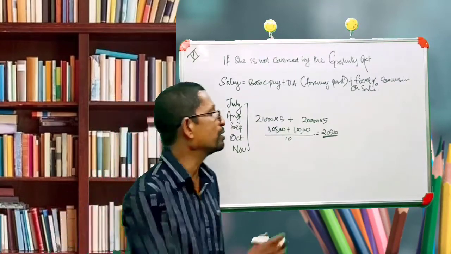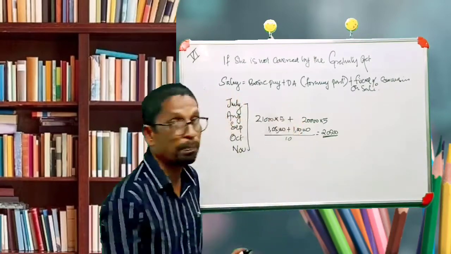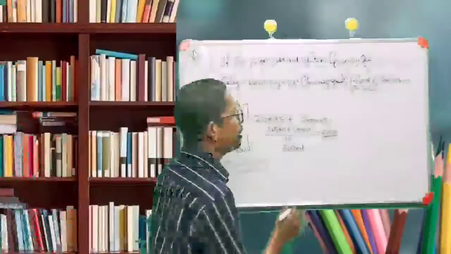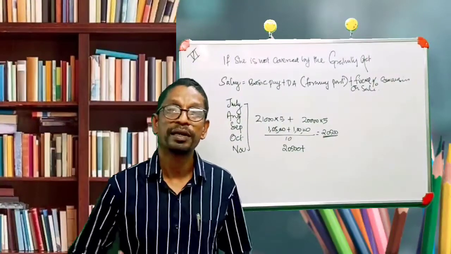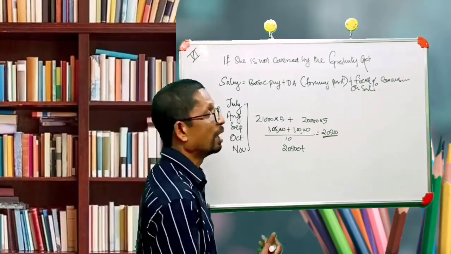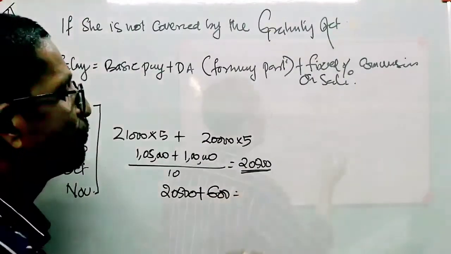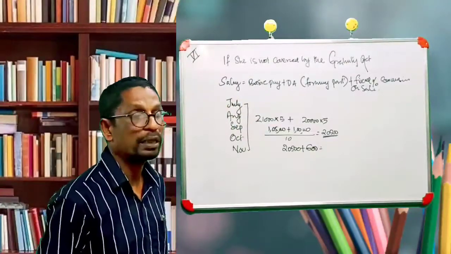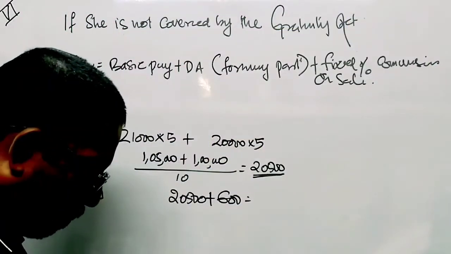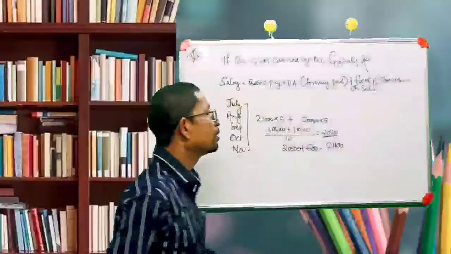Okay, so 20,500 is the basic pay. Again, here salary means basic pay plus DA. So 20,500 plus DA, which part only? DA is the part we consider only if it forms part of the retirement benefit. That is 30% of 2000. That is how much now? 600. Therefore, her monthly salary is equal to 20,500 plus 600. That is 21,100 is the total salary.